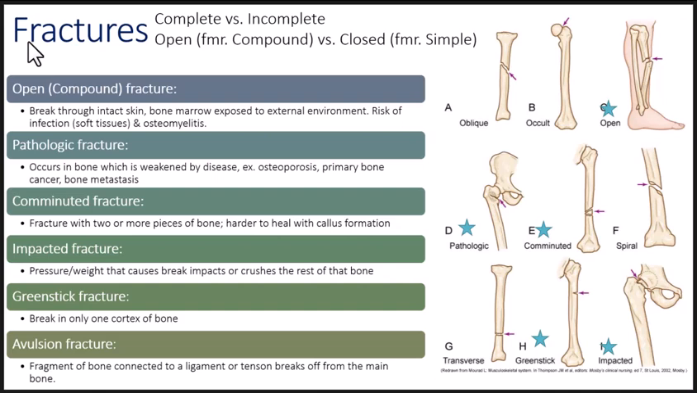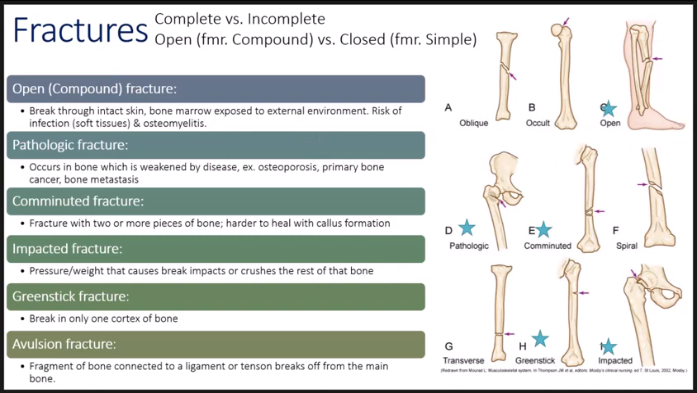A fracture is no different than a break. If somebody says they have a broken bone, that is a fracture, but there are different types that exist. In this image, you can see a variety of different types of bone fractures, and the ones that are starred are the ones that I will be discussing in more detail. The first one is an open fracture, also known as a compound fracture, so that's shown here.